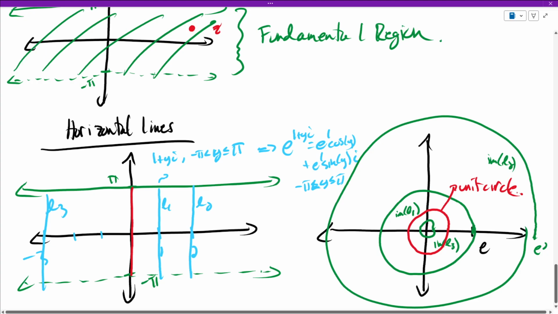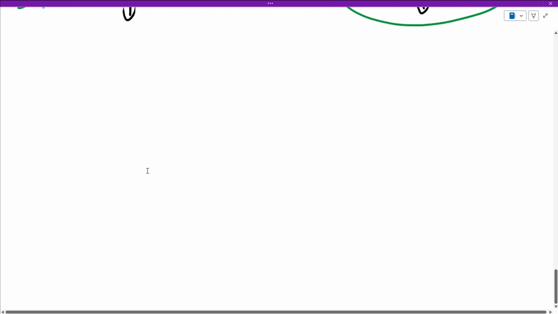So anyways, what it sends horizontal lines to are circles that sweep out the plane minus the origin in successively larger and larger radius as our real part gets bigger and bigger, and smaller radius as our real part gets more and more negative. So that's what happens to horizontal lines. Let's see what happens to vertical lines.